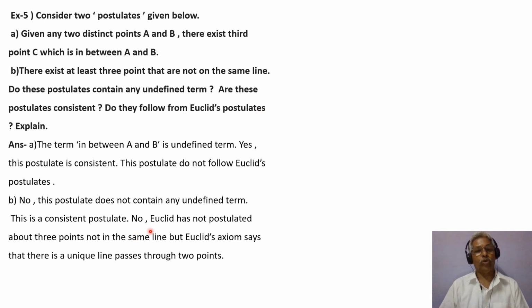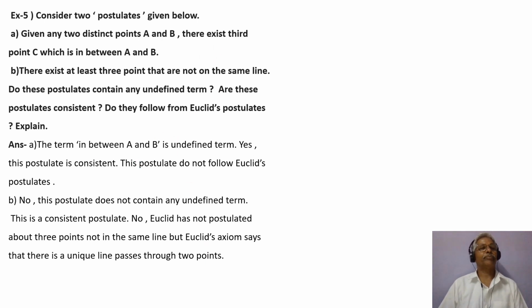No, Euclid has not postulated about 3 points not on the same line, but Euclid's axiom says that there is a unique line passing through 2 points. So try to understand this. If you get confused, then write to me in the comment section and I will explain it to you again.